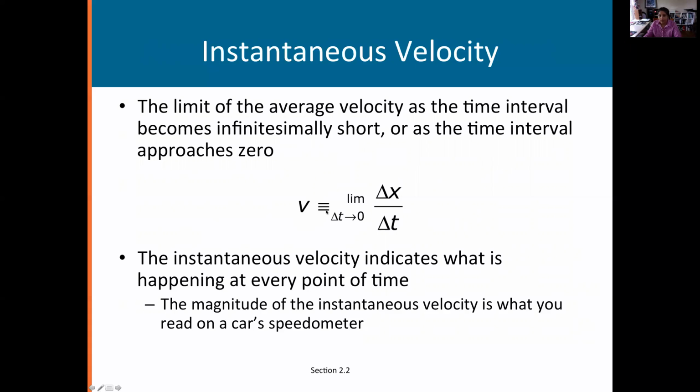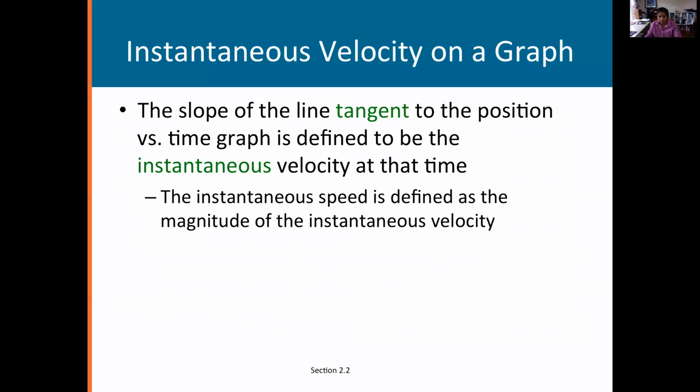The three lines here mean this is equal to this by definition. Okay, so this is a definition when you see three lines. In general, the magnitude of the instantaneous velocity is what you're going to see on your car's speedometer. It keeps on changing as your car starts, stops, accelerates, you go at different velocities, that number keeps on changing, right? Okay, so you don't see the average velocity, you see the instantaneous velocity in your car's speedometer.